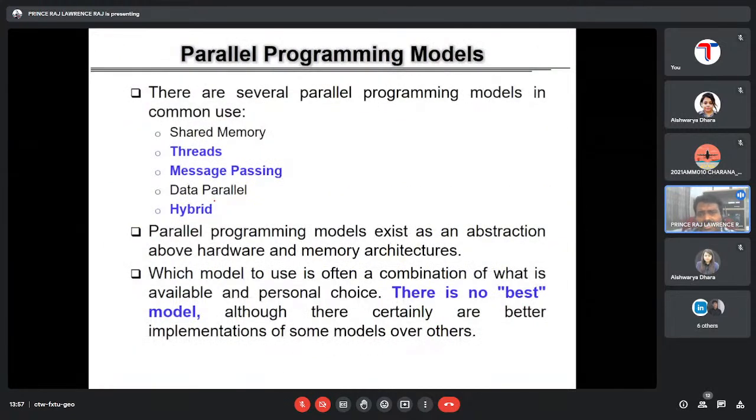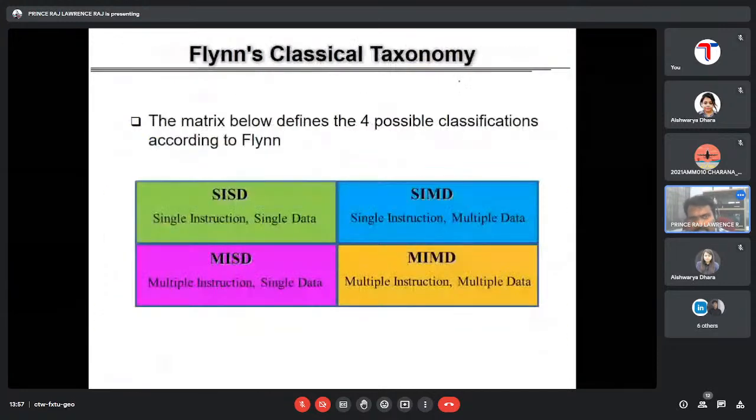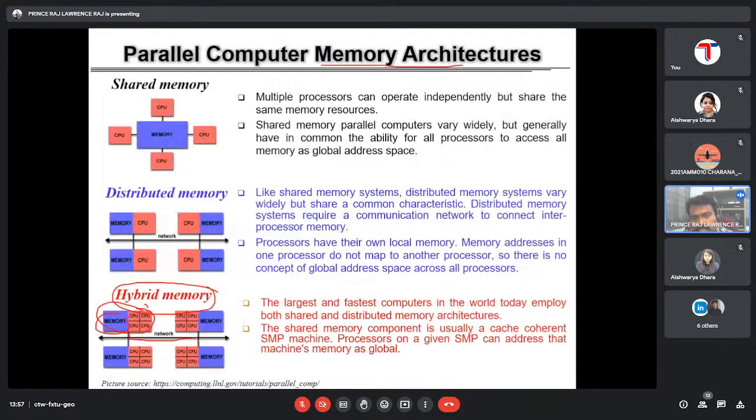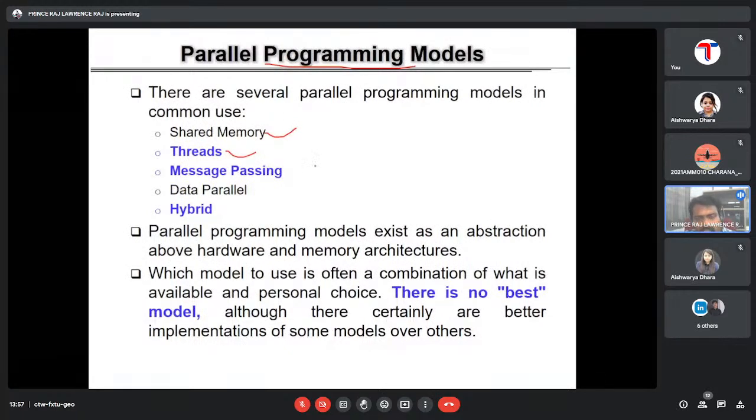Then other than this, some parallel programming models are there. If you see very carefully, here I talked about memory architecture, how the memory must be. Here I talked about how the program and data must be. But the next one is programming models. Different models are possible. First thing is shared memory. We've seen what that is. Then threads. You can see that in your laptops. You will say, okay, it can do multi-thread. For example, two threads, four threads possible.